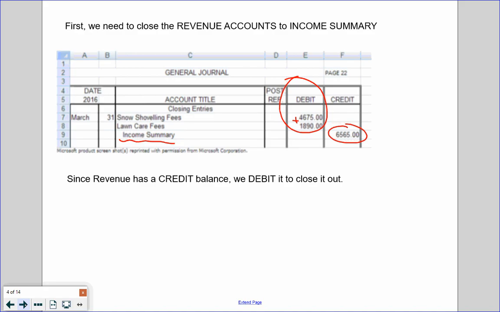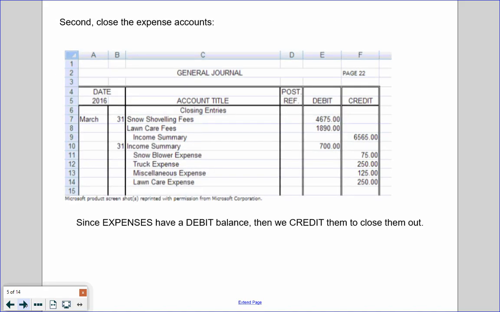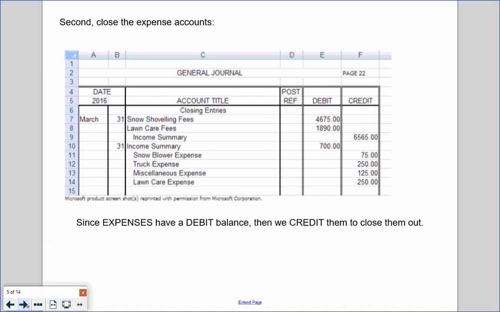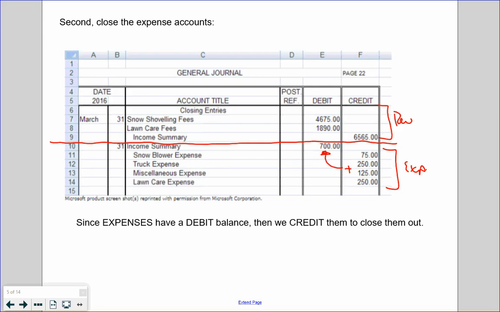Okay. For expenses, expenses have a debit balance. So to close them out, we're going to credit them, right? So they cancel each other out. So right here, this part is the revenue, this part is the expenses. So the expenses all get credited. If I add those all up, I get $700.